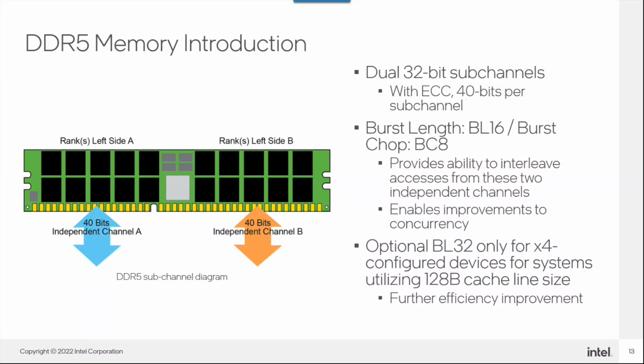And continuing on with the next question in the chat, Damaris: was DDR4 36 bits per channel, 72 total? Yes, 72 total. That's correct, with ECC enabled.